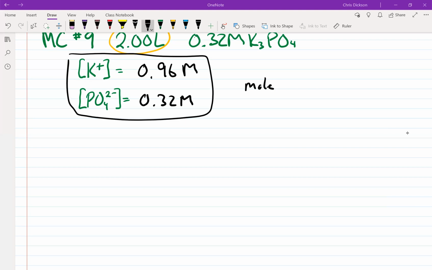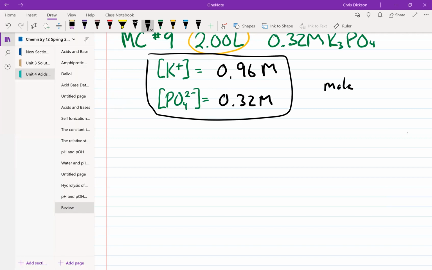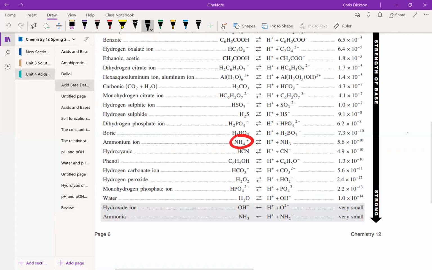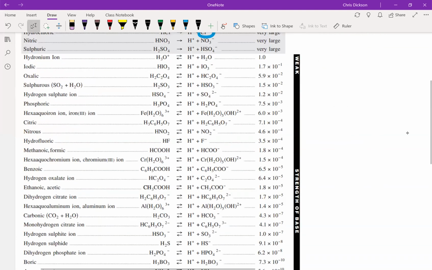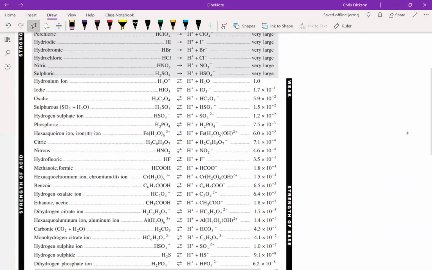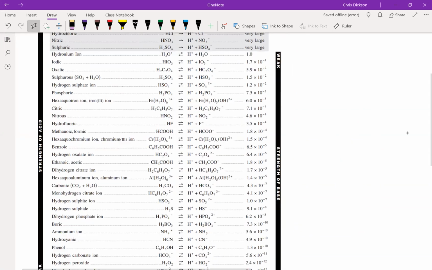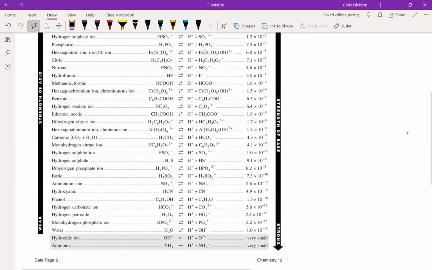If you have your acid-base table in front of you, I can show you on here too. I'm just going to erase this part here. If you have your own table, you could write on it to show this, because this might be helpful on the test. You can bring your own data table in.